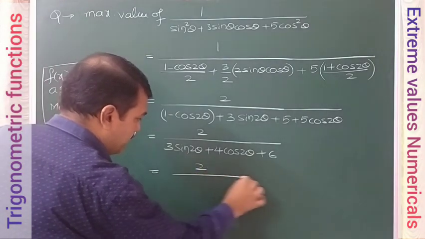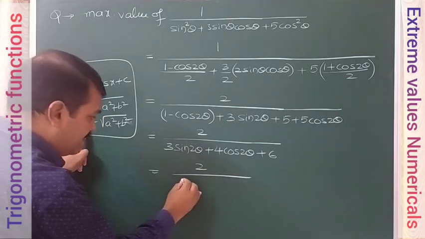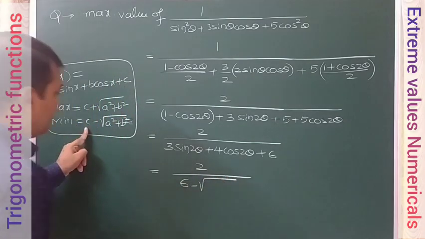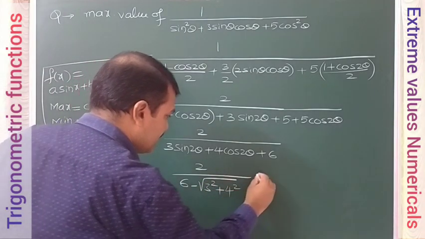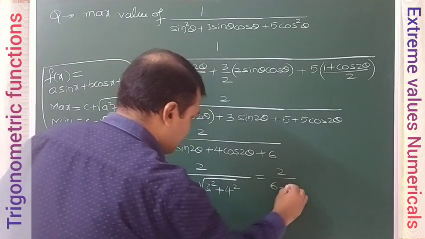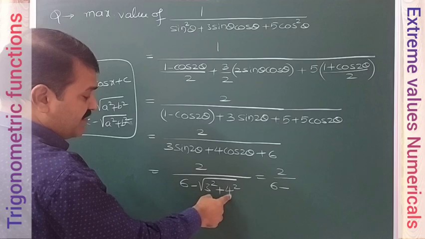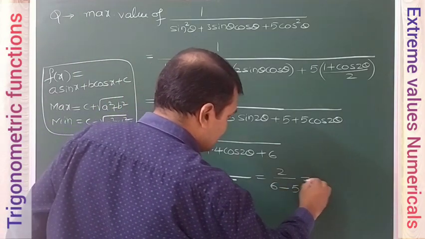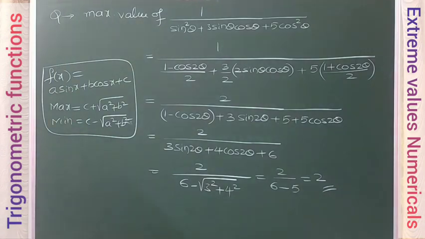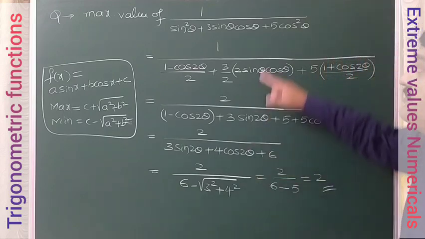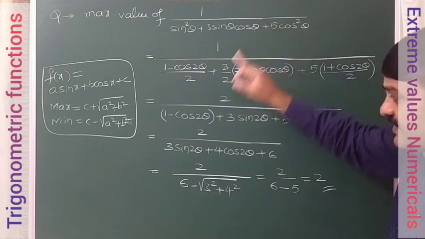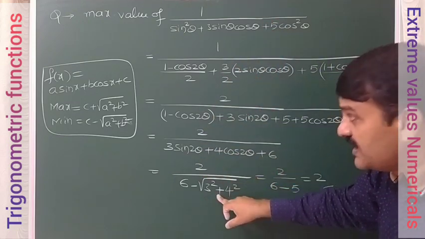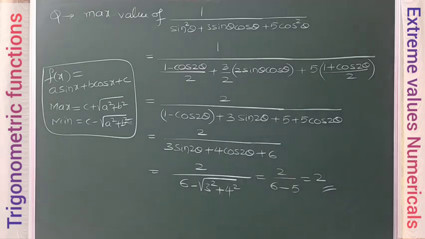So 2 by the minimum value of denominator. So c means 6 minus under root a square plus b square. A is 3 and b is 4. So you will get 2 by 6 minus under root 3 square plus 4 square, which means under root 25, so 2. This is the maximum value of the function. Maximum value of the function will be obtained when denominator is least, or vice versa. Therefore, for the denominator we are finding the minimum value using that formula.